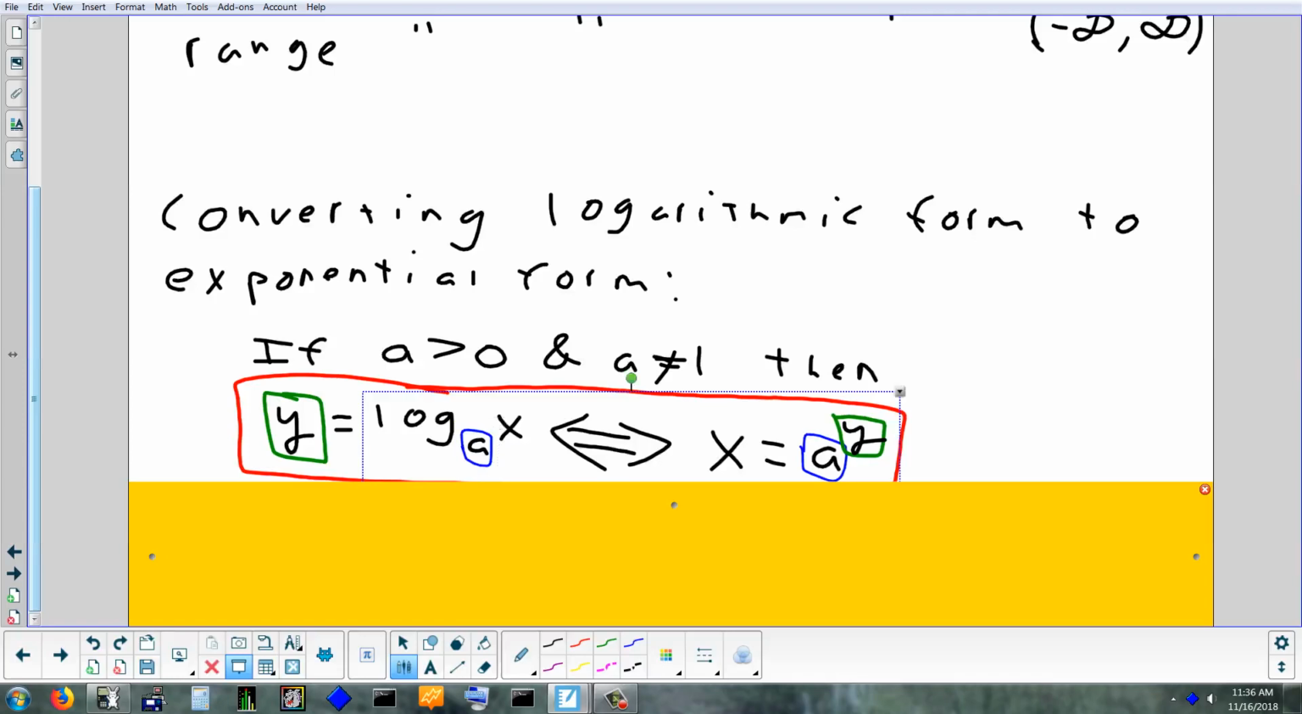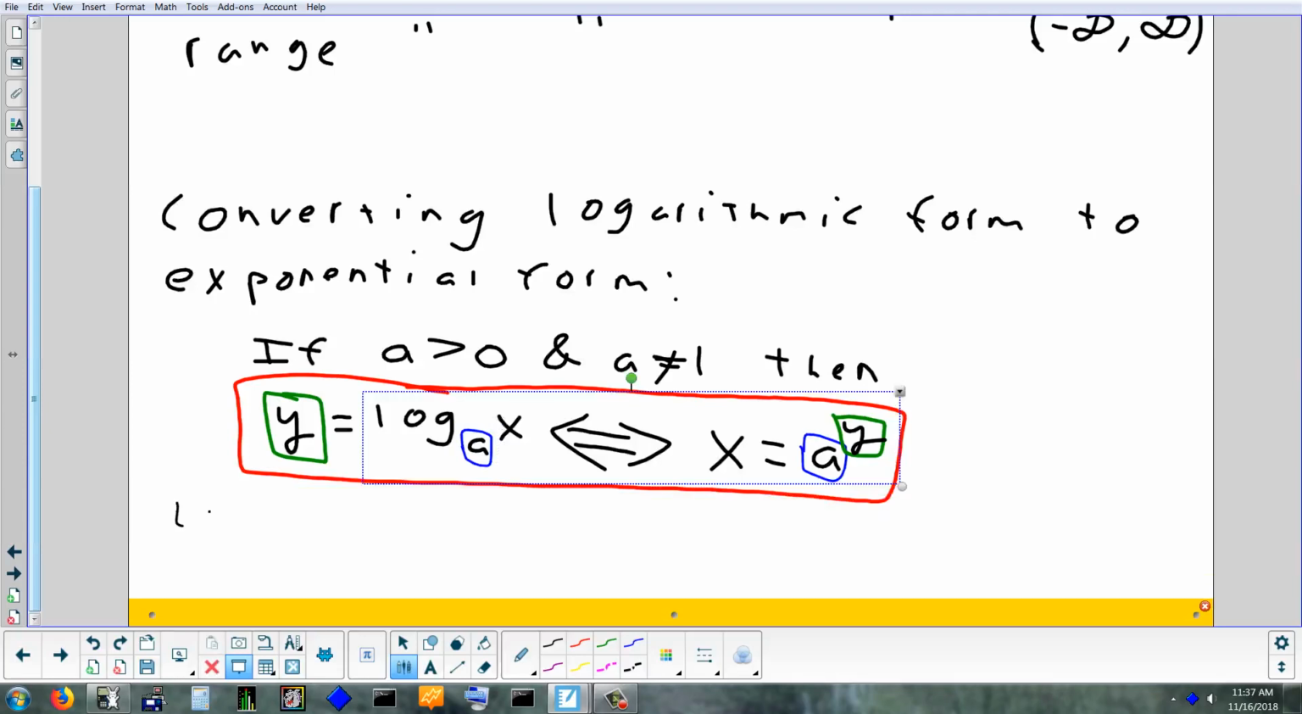When I rewrite this without the word log, I'm going to have an exponential. It's going to become the base for the thing that's my exponent. Okay? So the base on the log becomes the base on the exponential. That's the thing that gets the exponent. So the base stays as the base.